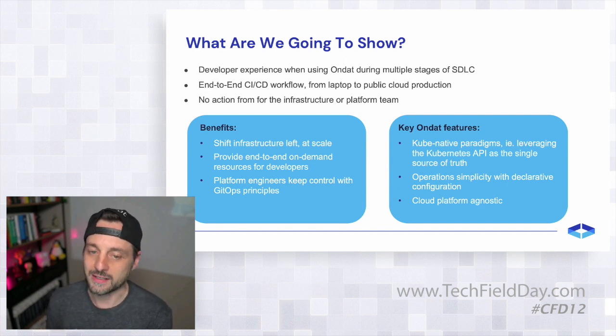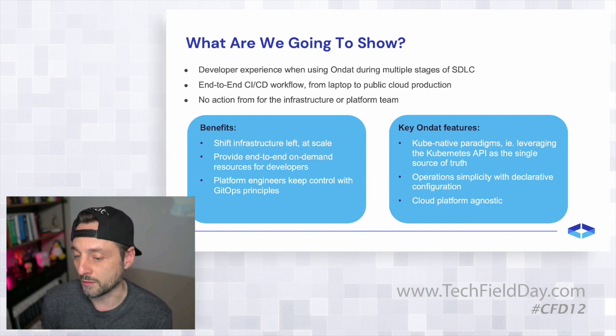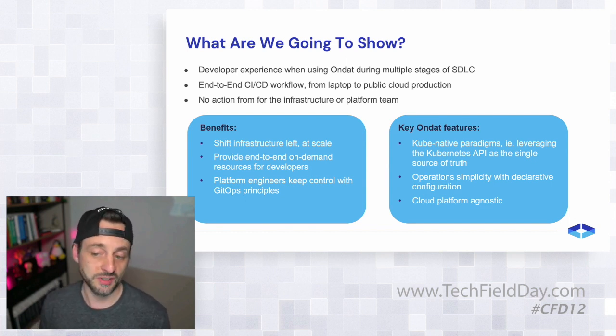So I'm going to clarify what GitOps means in that particular context. It can mean different things for different people. So I'm going to try to clarify this in a moment. And the different features I'm going to show off today are the Kubernetes paradigm. So basically, showing how to configure Ondat just by using the Kubernetes native API and using it as the single source of truth.